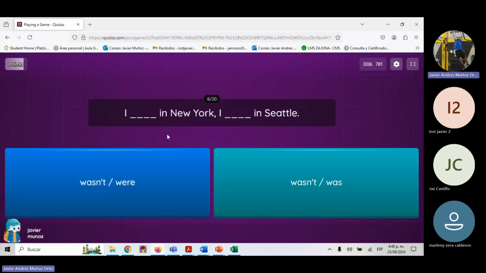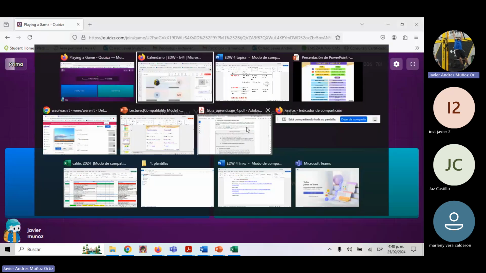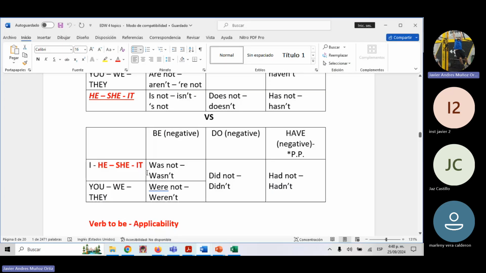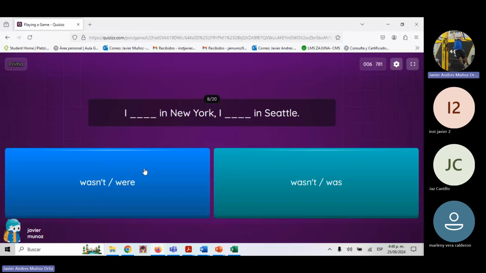Last three, sorry. I, because I am alone. In this case, remember that with I, we use the conjugation of was. I mean, I am not alone. I'm with Mariana and with the animal, okay? With the dog, with Luna. So in this case, I have to use I was and I was. I was not in New York. I was in Seattle.